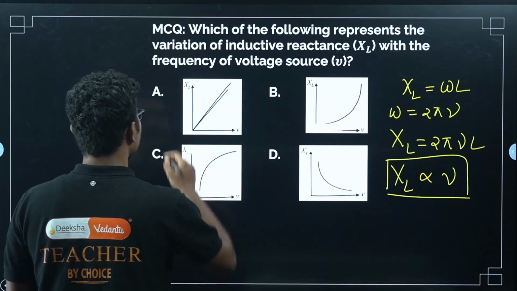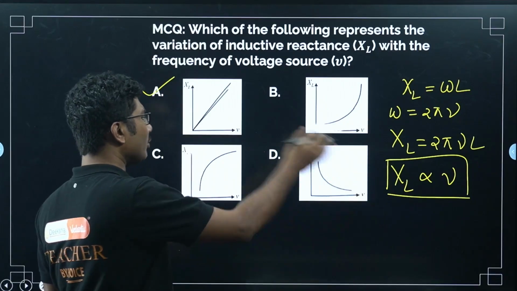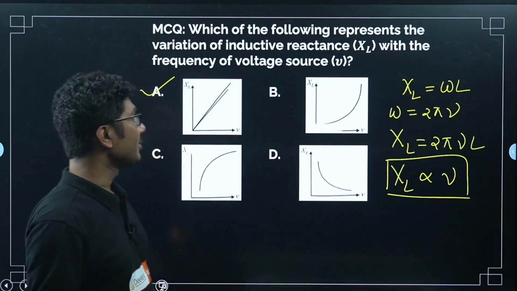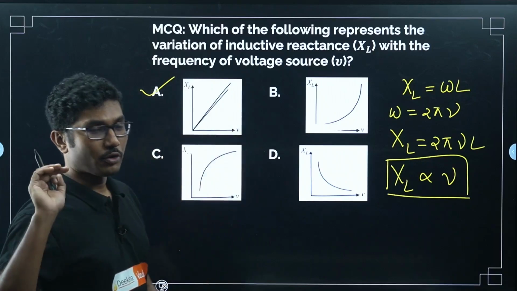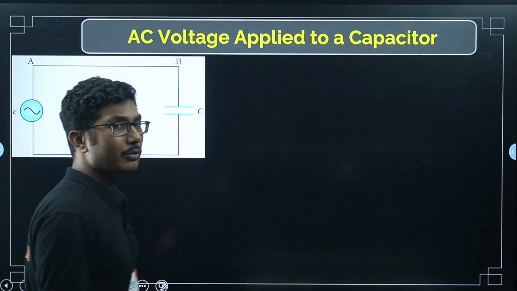So the correct answer is option A. No need to look into anything else. As long as you know the relationship, you just need to draw the graph. This is also from your previous year questions. Okay. Now we will look into the capacitor.